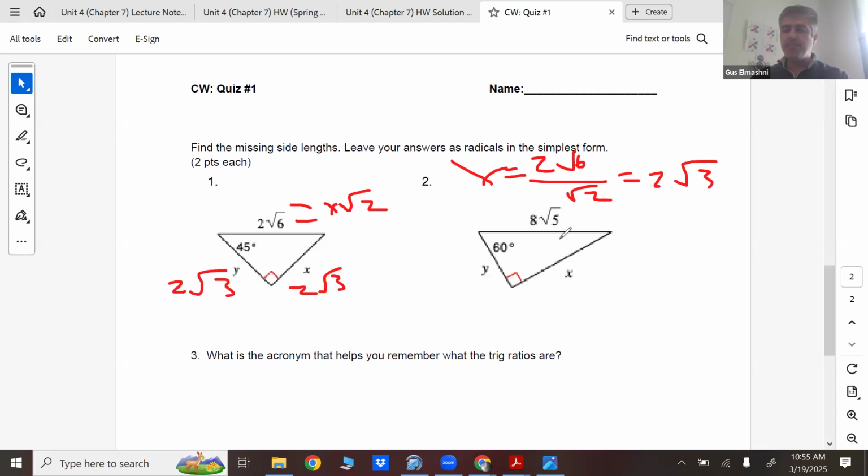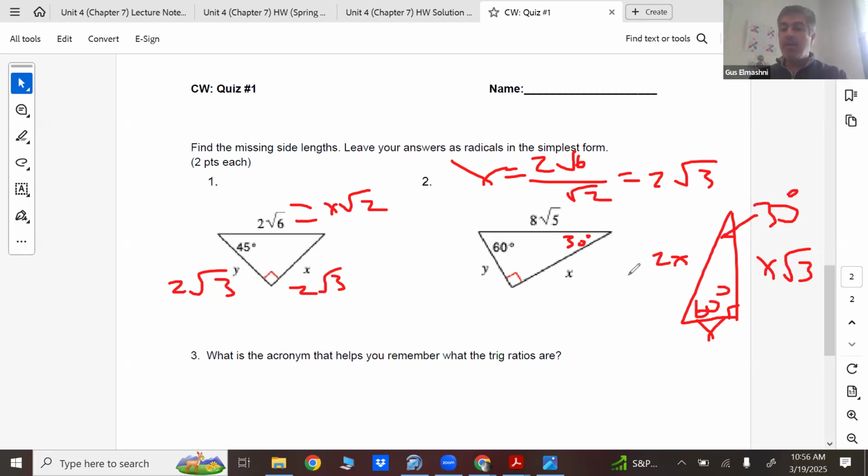Now let's do the 30, 60, 90. For x, would it be 8 root 5 over 2 root 3? Yes, correct. So if you have this here, that's 2x, that's x root 3. That makes sense? Those ratios? I'll give them to you, don't worry.